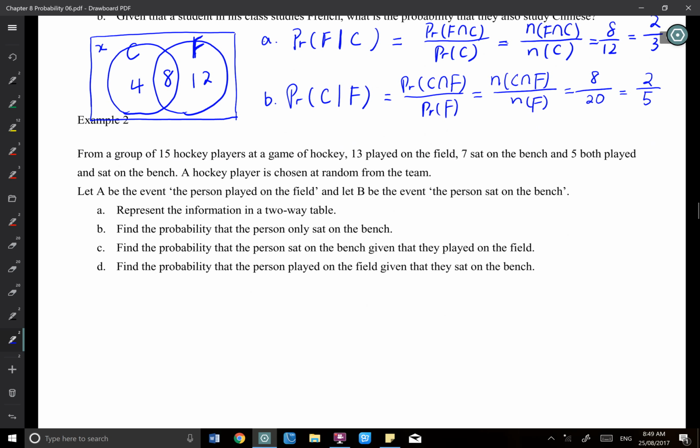Okay, have a think about example 2. Give you 2 minutes to do the first two first. Okay, represent the information in two-way table and find the probability of players who sat on the bench. So set up the two-way table or the probability table or the Karnaugh map.